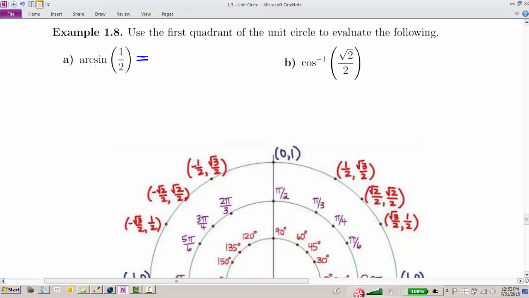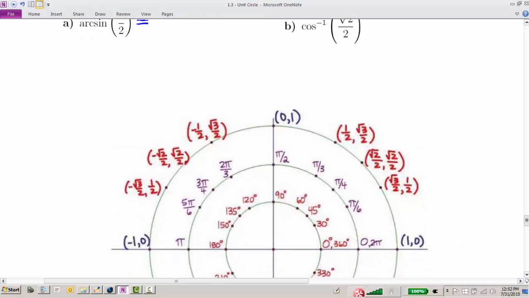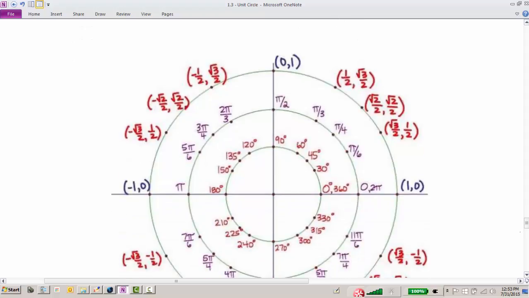So within the first quadrant, I want to know where is sine equal to 1/2, and this is where it comes in handy to remember that on the point on the unit circle, the sine of an angle corresponds with its y-coordinate. So I'm going to scan this first quadrant and see where is the y-coordinate equal to 1/2, and this happens right here.